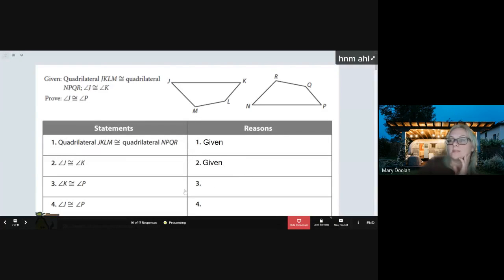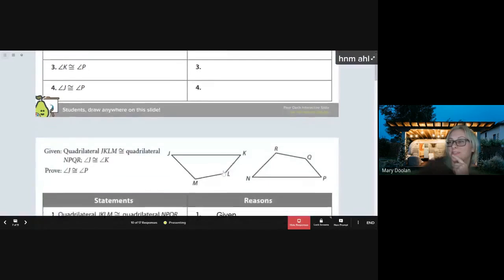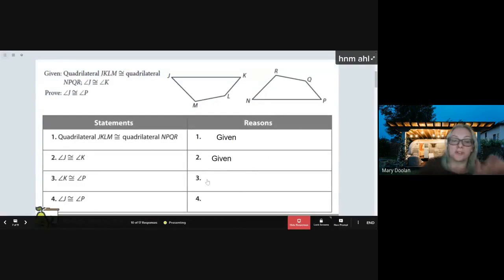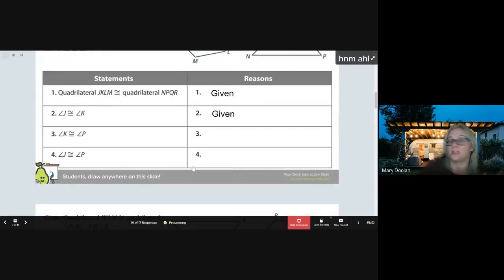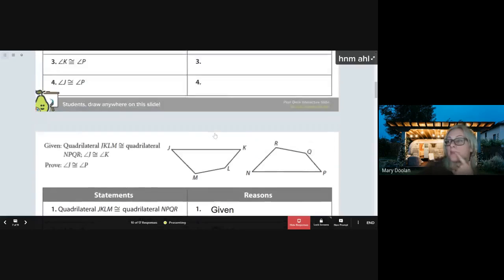All right, so this is correct. Given and given again. Our first 2 reasons are both given statements. Okay, so on your Pear Deck slide, you should have given written for reason 1 and given written for reason 2. They're telling us this stuff in the initial statements.